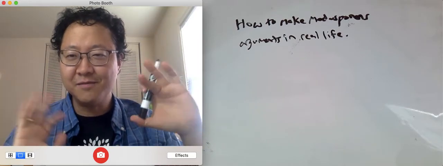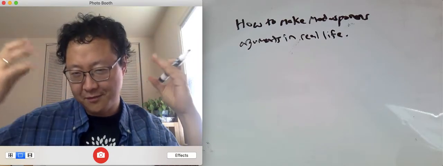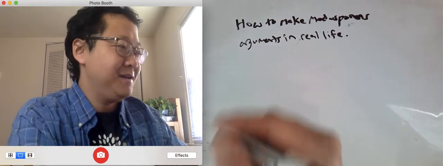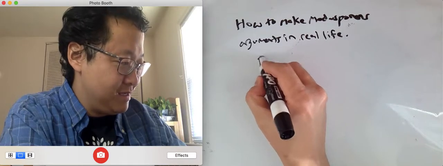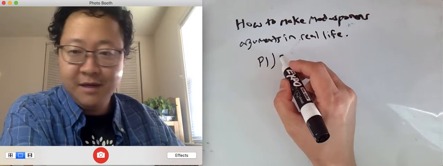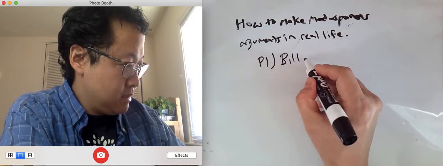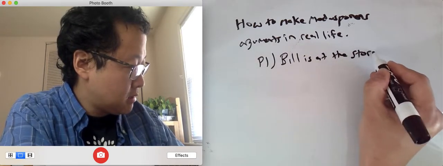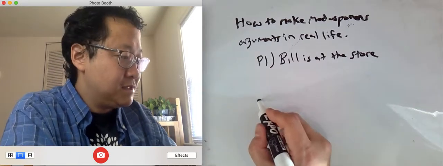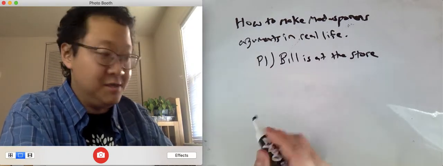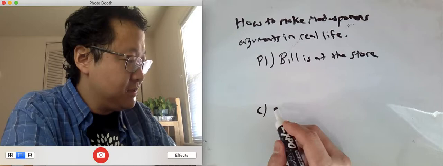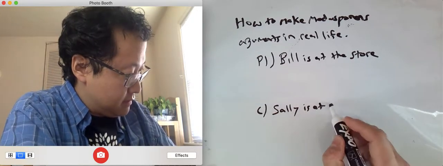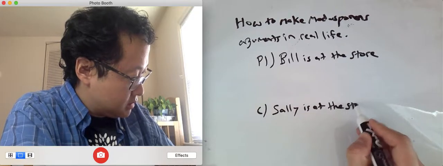So imagine any sort of reasoning someone might give, where they're reasoning from a premise to a conclusion. Let's say this is going to be a boring one, but I'll make it premise one. Bill is at the store. Suppose I conclude, I'm going to leave some space here because I want to use it in a little bit. I conclude, therefore, Sally is at the store.